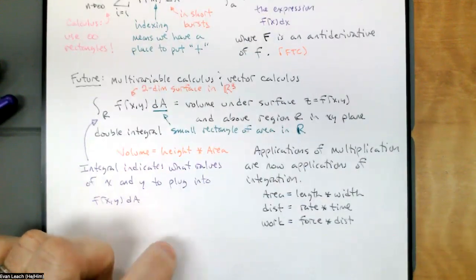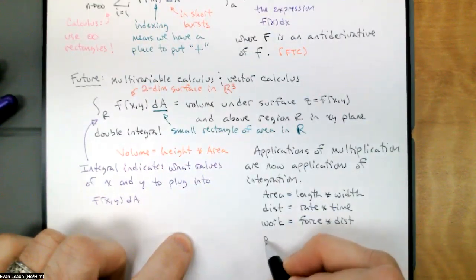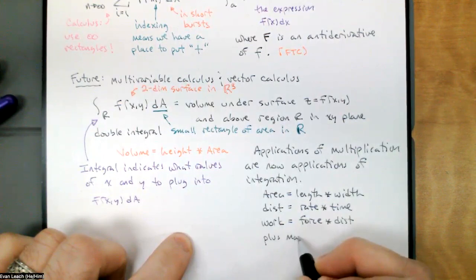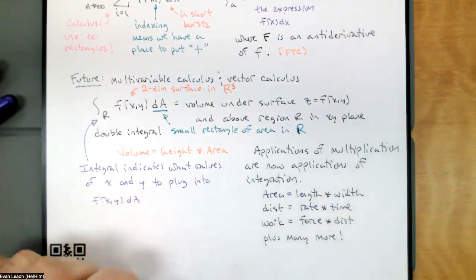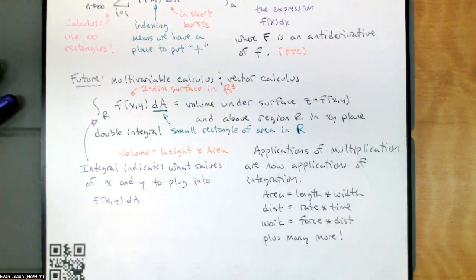I'm going to do this AM Gold style, plus many more. Rather than learning the particular application, learn what integration is for. Integration is multiplication, but one of the factors is continuously variable. Is everybody okay?